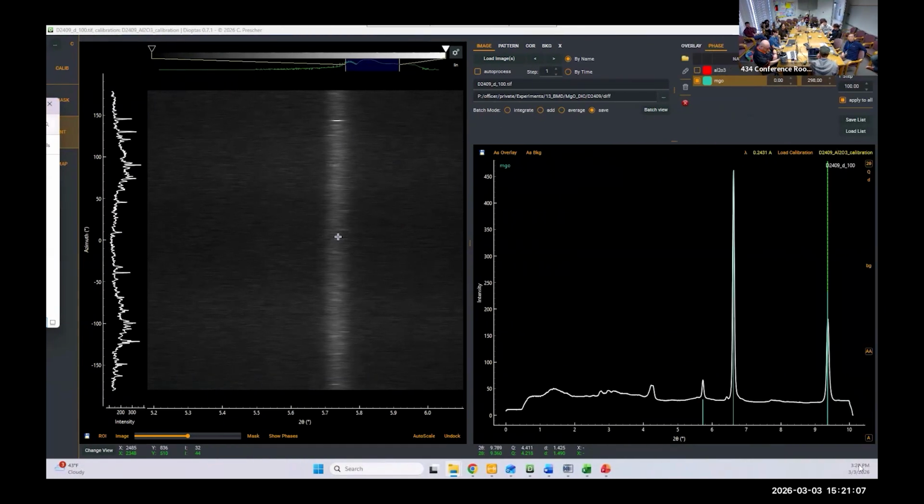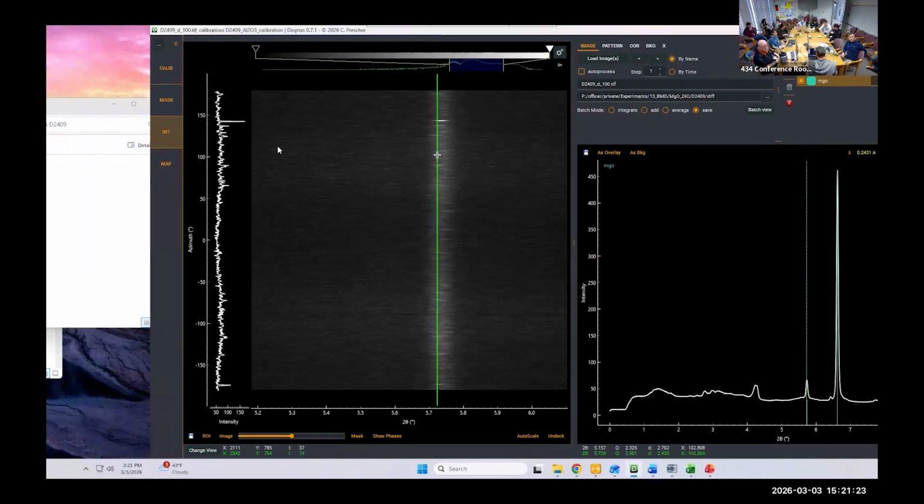I don't think you can see this, but it's like this. MgO diffraction, very simple, the simplest. So MgO is cubic.